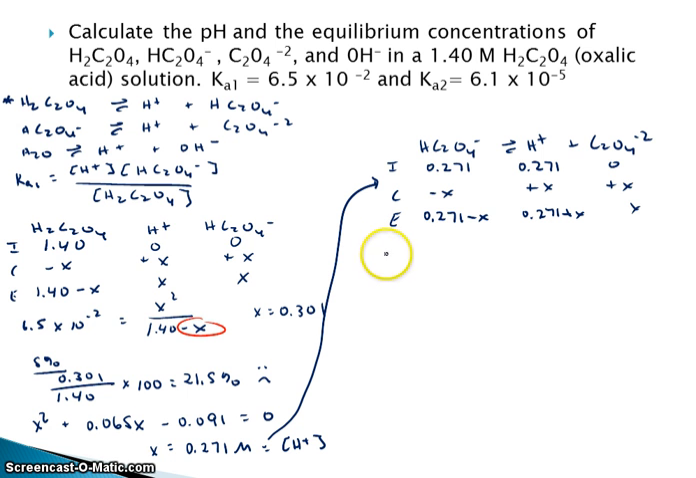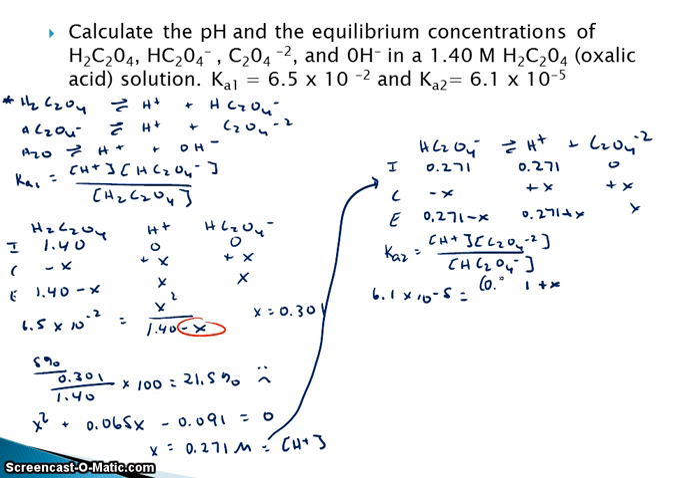Now let's write our Ka2. So Ka2 is our hydrogen ion concentration times our oxalate ion concentration over our hydrogen oxalate ion concentration. So we've got 6.1 times 10 to the minus 5 equals 0.271 plus x times x over 0.271 minus x. Again, that becomes a really complicated equation.